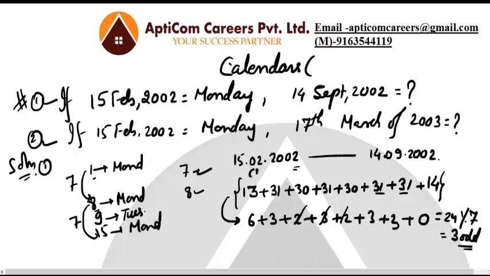So since I'm getting 3 odd days, if this was Monday, 3 odd days ahead will be Tuesday, Wednesday, Thursday, right? So if it is 3, it will be 3 days ahead. So Tuesday, Wednesday and Thursday. So this particular day will be Thursday. Is this clear?